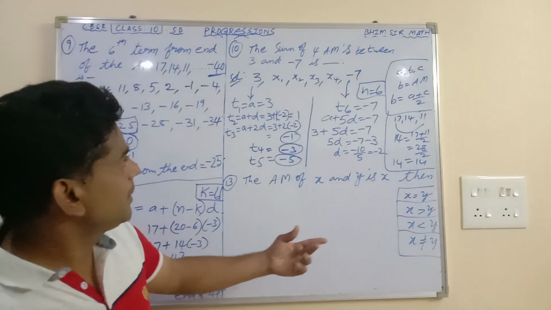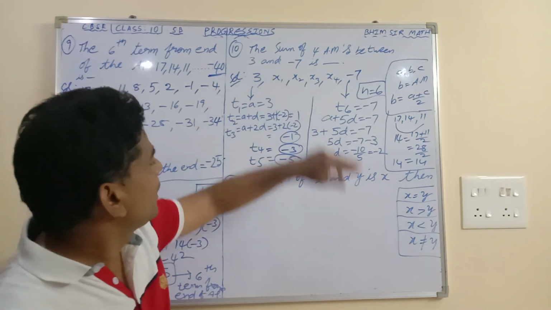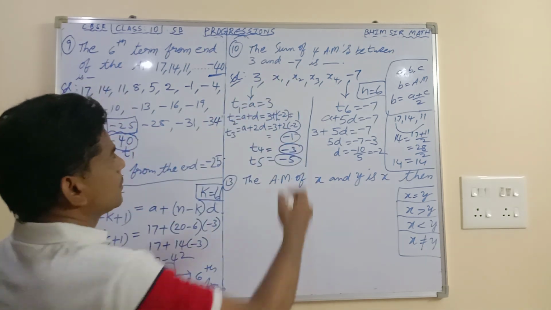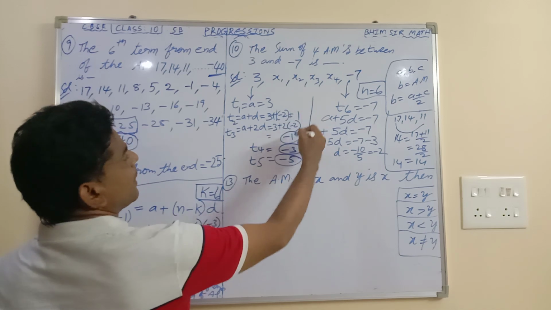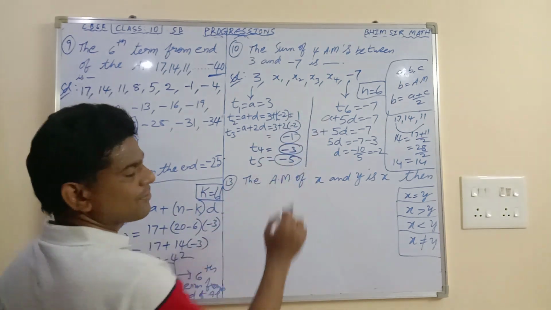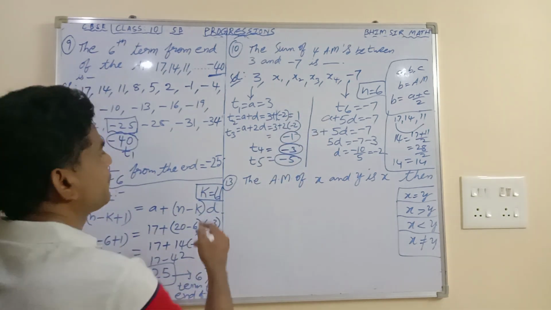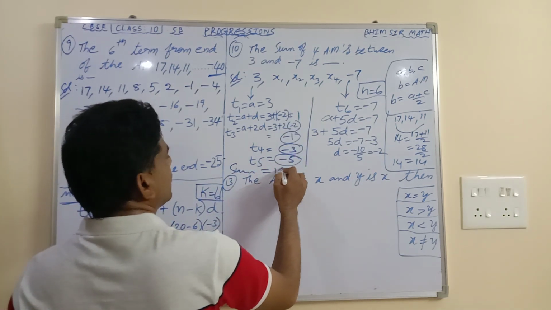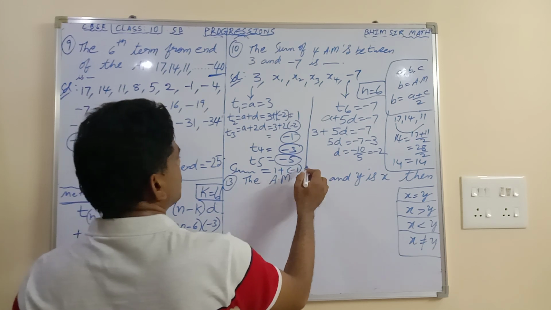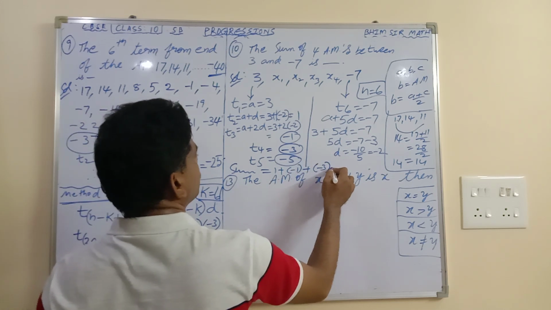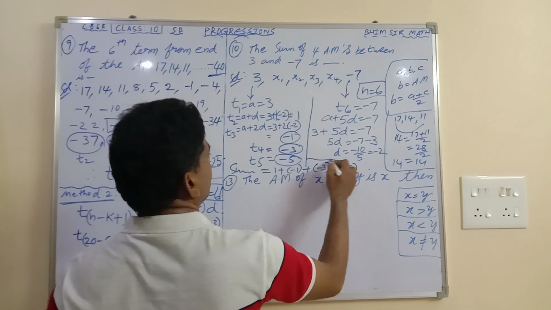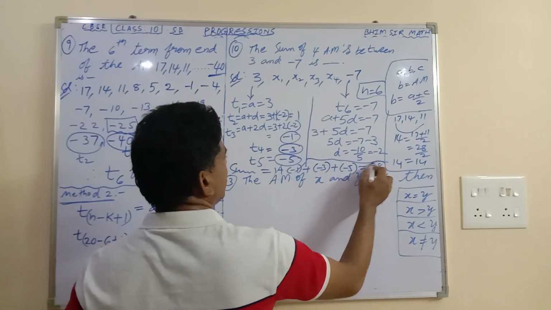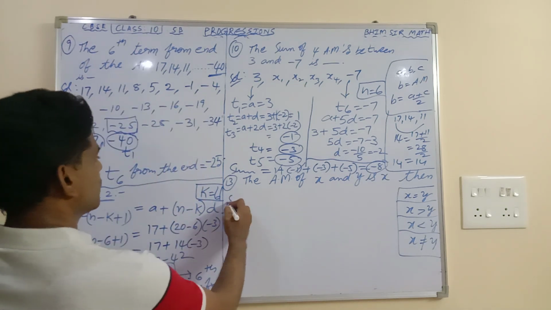Here I am asking the sum of the 4 terms between 3 and minus 7. So how much is the sum? 1, minus 1, minus 3, minus 5. The sum is 1 plus minus 1 plus minus 3 plus minus 5. The plus 1 and minus 1 cancel. Answer is minus 8. Yes.